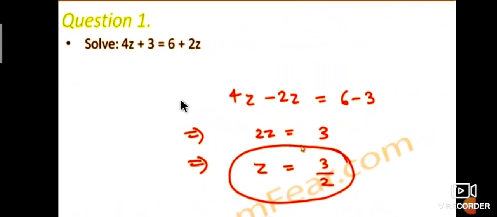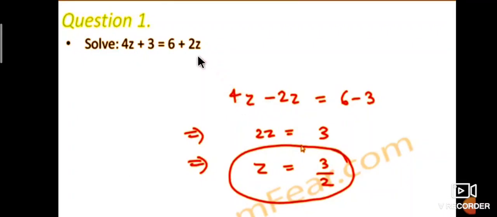Okay, next problem. Solve the equation 4z plus 3 is equal to 6 plus 2z. According to this, 4z and 2z are variables, 3 and 6 are constants. First, arrange the variables on one side and constants on the other side, according to the transpose rule.